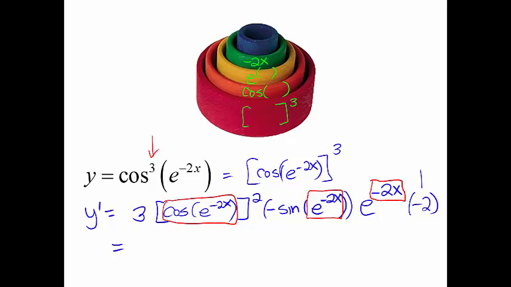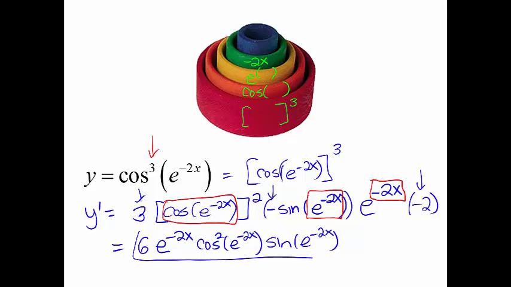We've got some constants that are multiplied here. We've got a negative 2, a negative, and a 3. So I could express that as a 6. I have an e to the negative 2x, so I'll go ahead and list that next, I guess. And then I have a cosine squared e to the negative 2x, and I have a sine of e to the negative 2x. And the order of those last factors doesn't really matter, but it's probably good to combine your constants. So there is our derivative after multiple applications of the chain rule.